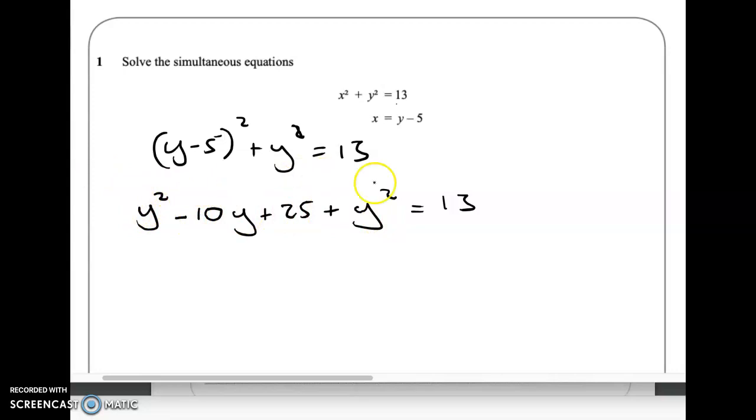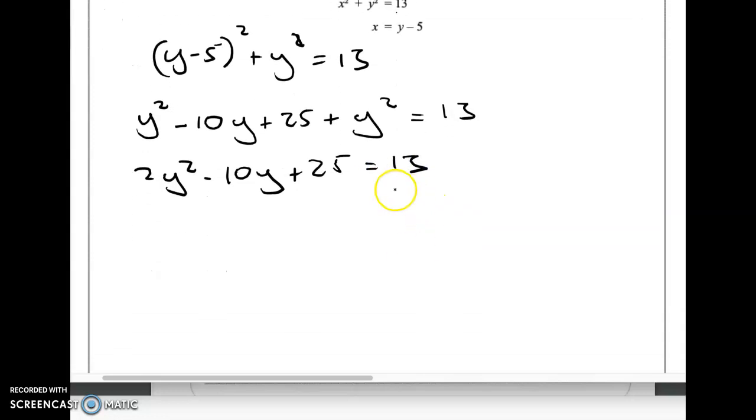So let's group like terms. We've got two lots of y squared here, so that will be 2y squared minus 10y plus 25 equals 13. Now we want to take away 13 from both sides because we want this to equal 0. So that's going to be 2y squared minus 10y plus 12 equals 0.